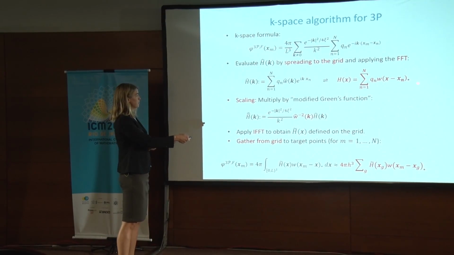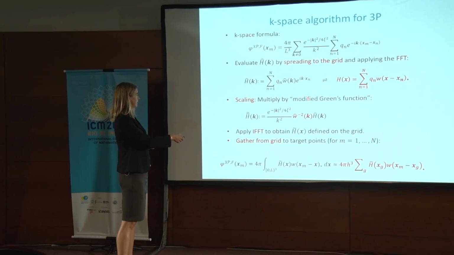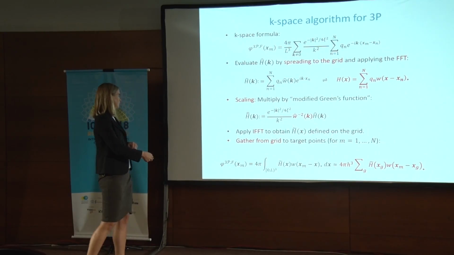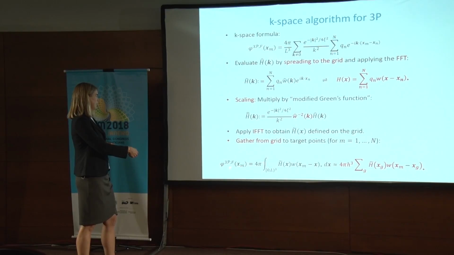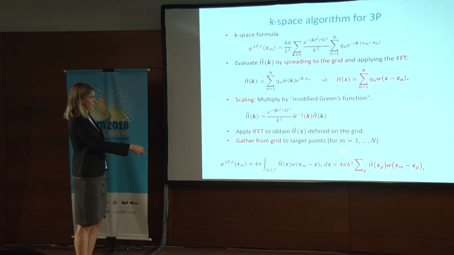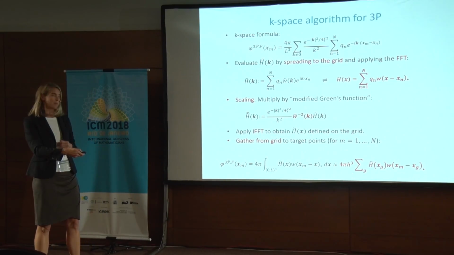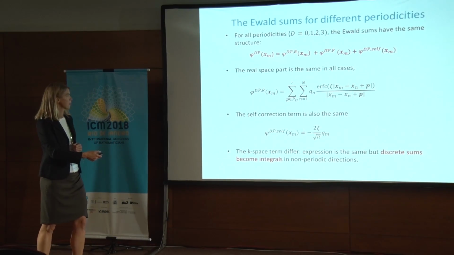So what I talked about before, doing the spreading, the FFT and the scaling, the modified Green's function only differs by this factor. So this is how the choice comes in. And then in the end, you approximate this integral, and it's a spectral order, and then you interpolate back to the evaluation points.